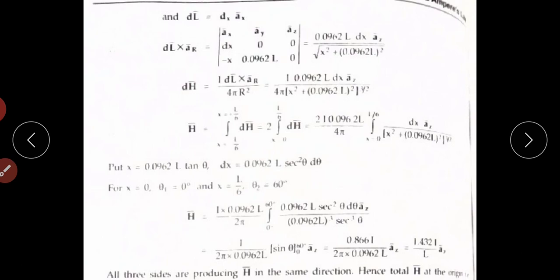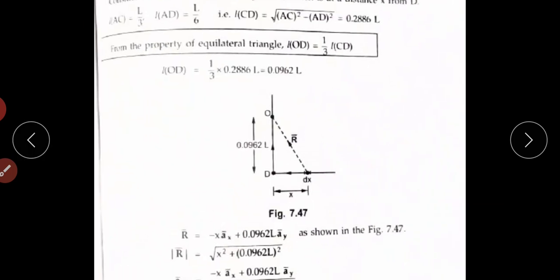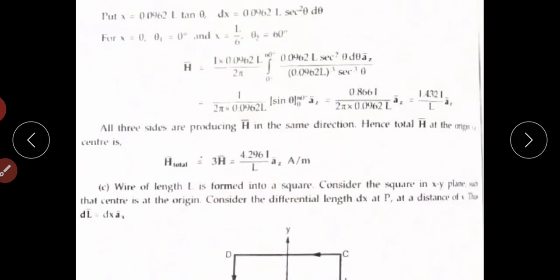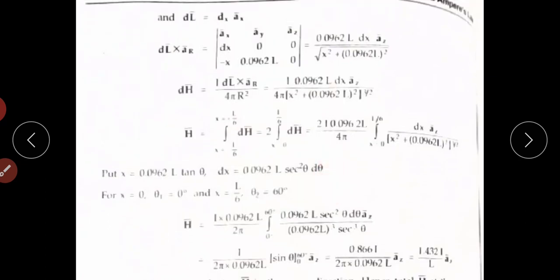Okay, use that formula. Finally dH bar equals I dL bar cross R bar divided by 4 pi R cube. So R cube is there. Modulus of R bar equals root of x square plus (0.0962 L) whole square. So in the denominator, R cube is x square plus (0.0962 L) whole square, whole power 3/2. Okay, by using this formula I dL bar cross R bar by 4 pi R cube, we are finding the differential magnetic field intensity expression.